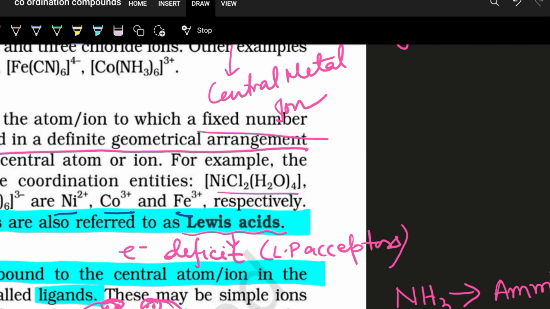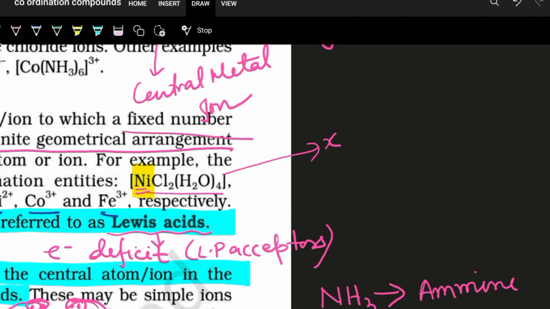See, in this compound, which is a coordination complex where nickel is the central metal atom, [Ni(Cl)2(H2O)4], Cl minus and H2O are the ligands. Now, if I need to find out what is the oxidation state of nickel over here, I will consider the nickel oxidation state to be x. Let us assume it to be x.